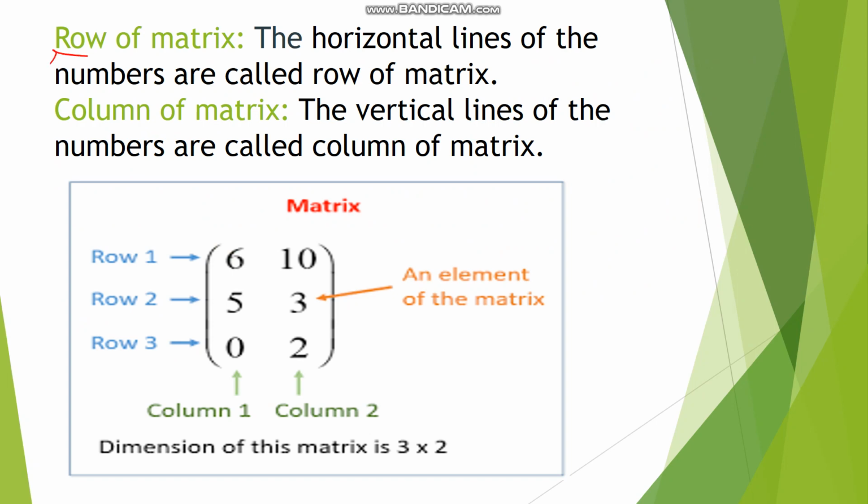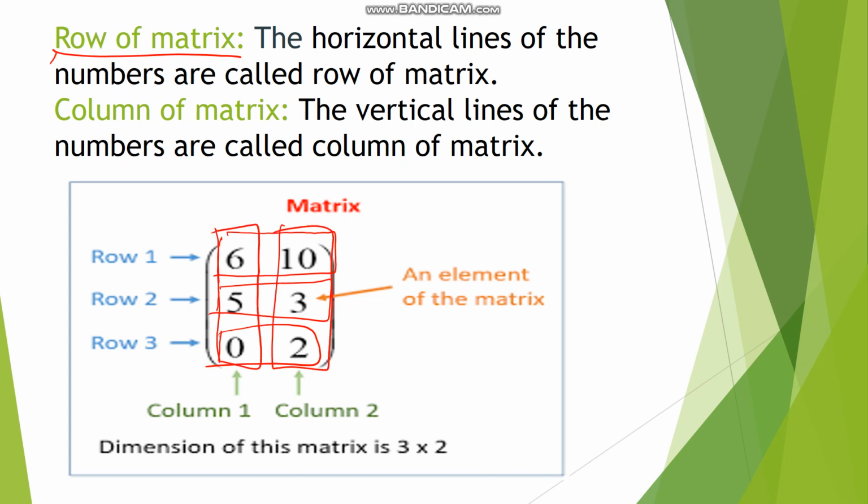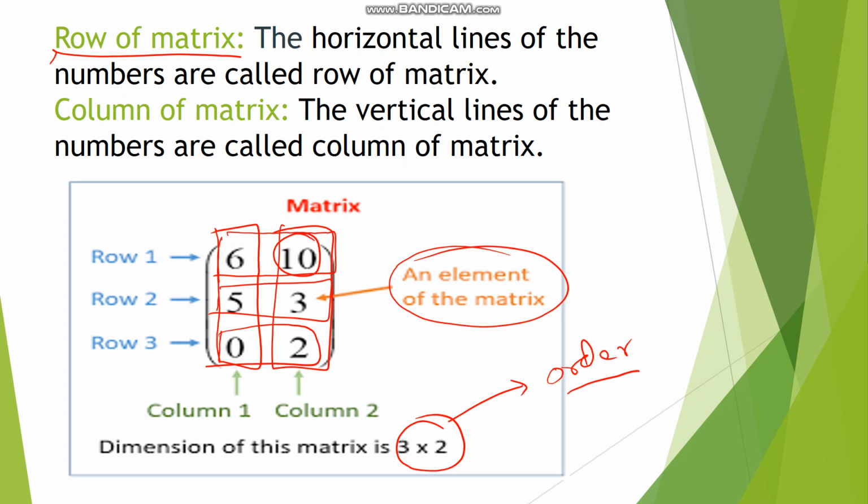See what is a row of a matrix. The horizontal lines of the numbers are called rows of the matrix. As you can see in the example, these horizontal lines are the rows of the matrix. Columns of a matrix: the vertical lines of the numbers are called columns of the matrix. Now 3 cross 2 shows the dimension of the matrix, or we can say 3 cross 2 is the order of the matrix, meaning number of rows into number of columns. The entries inside the rectangular array are known as elements of the matrix.